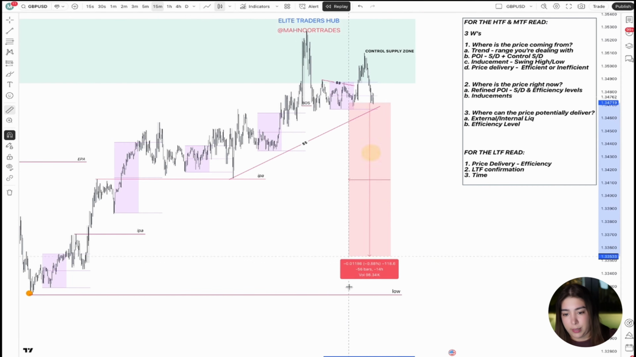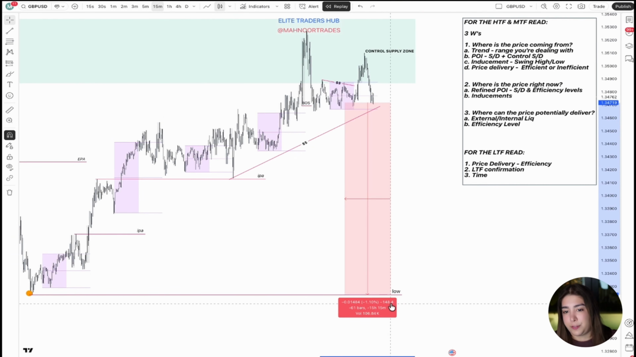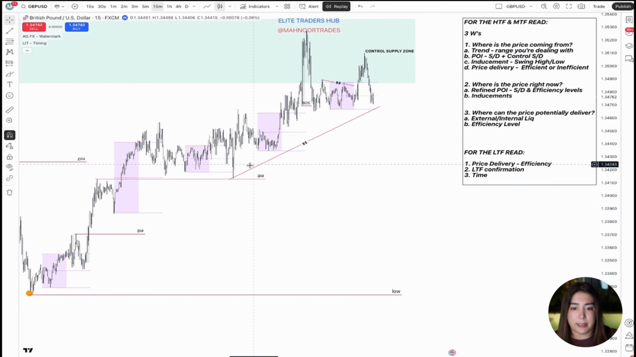Because obviously when I look at the range, that's almost a 150 pip range. That's sort of a move that might take more than even 2 days to happen. If that's the case, I'm going to find something internally to target. It could be this trend line, these inefficiencies, a session high or low, or the previous day high or low. There's a lot of potential targets the price can deliver towards.